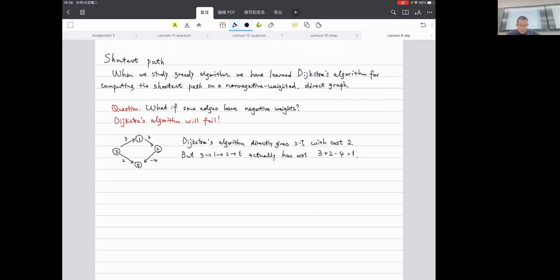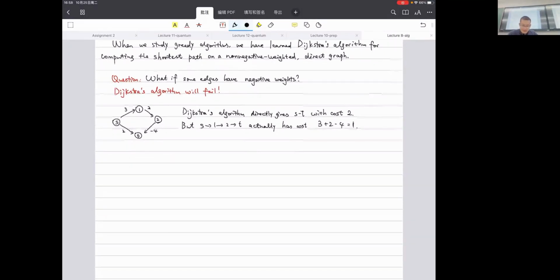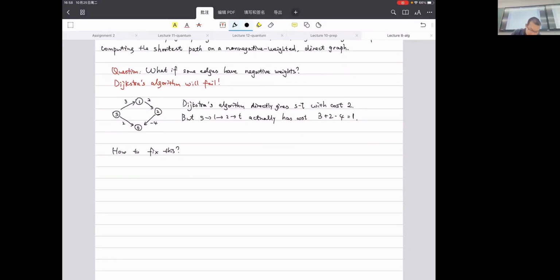So maybe we want to think about how we can fix this. There are typically some brute-force ways for handling negative weights. Let's see how to fix this. The first idea is that if there are some negative-weighted edges, we just add some weight to them. So the first idea is to add a positive constant to every edge.